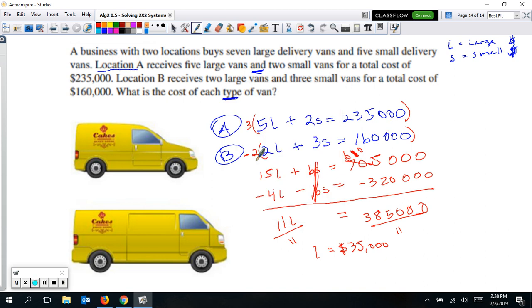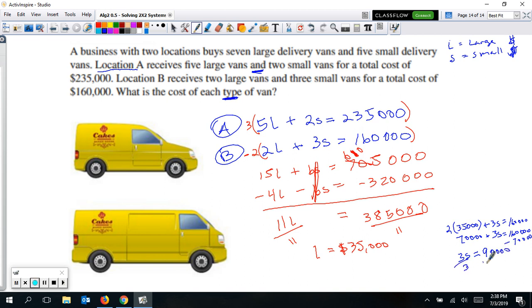Now the small one, we want to go back into one of them. I'm going to just go back to our original second equation, original B. So let's put it over here maybe. I'll do it in blue. So 2L, so 2 times the 35,000 plus 3S is equal to 160,000. So this is going to be 70,000 here, plus 3S is equal to 160,000. Subtract 70,000 from both sides. So 3S is going to equal 90,000.